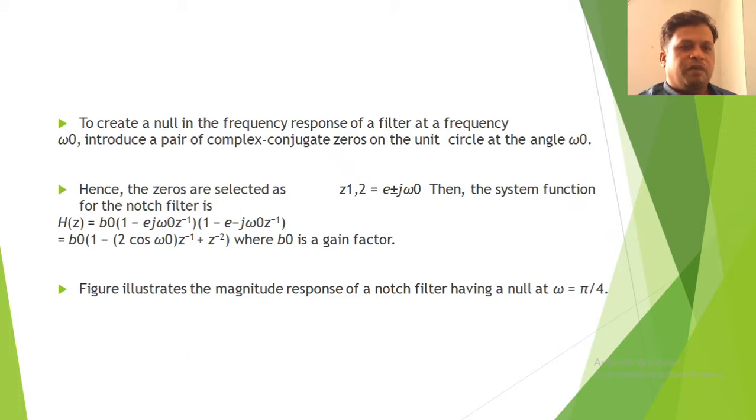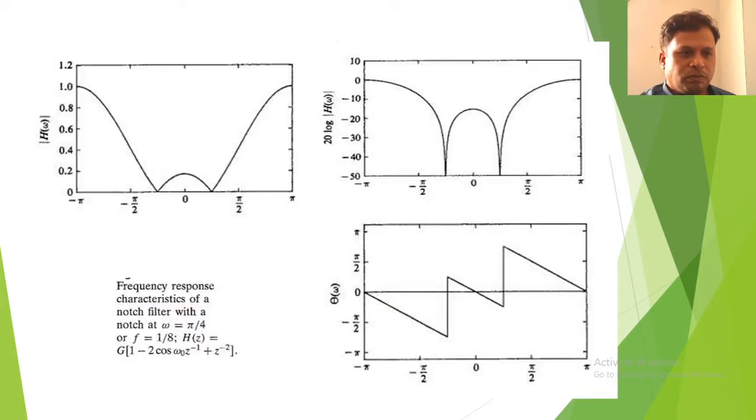Now, the figure given below illustrates the magnitude response of a notch filter having a null at omega equals pi by 4. If you see this frequency response characteristics of a notch filter with a notch at omega equals pi by 4, the notch is appearing at pi by 4. So, f is equal to 1 by 8 and H(z) is equal to g (1 - 2 cos omega naught z^-1 + z^-2). From this figure, at omega equals pi by 4, we are seeing a notch.